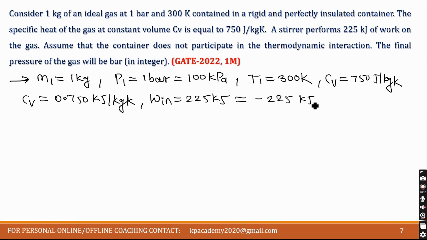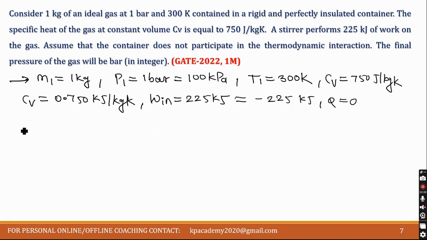Okay, that is what W is here. And there is no heat transfer, so Q is 0, right? There is no heat transfer given, because it is an insulated tank. So अगर insulated है तो Q becomes 0. Heat transfer नहीं है. It is an adiabatic process.